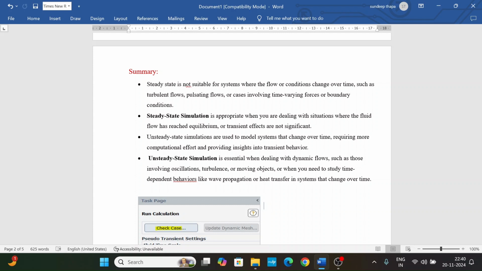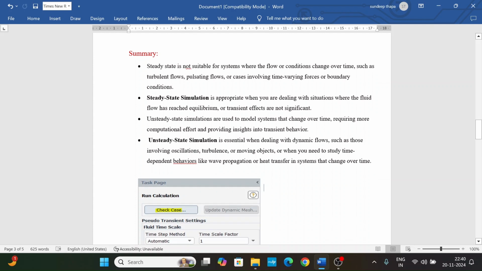But when you want both space as well as time, with respect to time and with respect to space, you go for transient state. But it comes at a cost of higher computational resources, higher computational solving time, and much more complexity. So here it says when you need to study time dependent behavior like wave propagation or heat transfer in a system that changes over time.